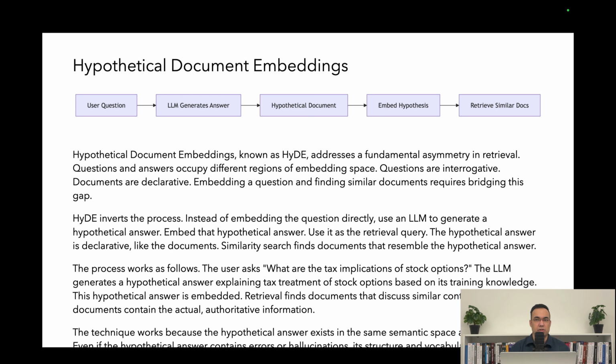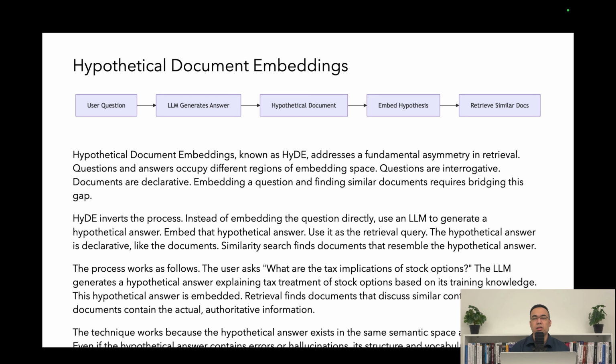HyDE inverts the process. Instead of embedding the question directly, we use an LLM to generate a hypothetical answer. We embed that hypothetical answer and then we use it as a retrieval query. The hypothetical answer is declarative like the documents. Semantic search finds documents that resemble the hypothetical answer.